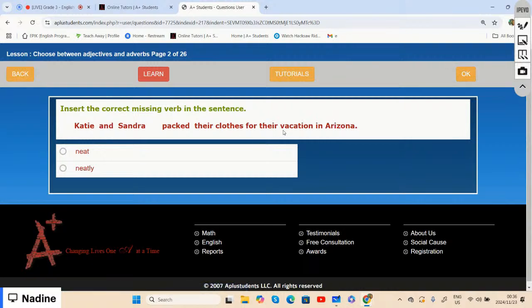The next one says we need to select or insert the correct missing verb within that sentence. The verb within that sentence. Katie and Sandra, do we say neat, packed their clothes for the vacation in Arizona? Or do we say Katie and Sandra neatly packed their clothes for the vacation in Arizona?